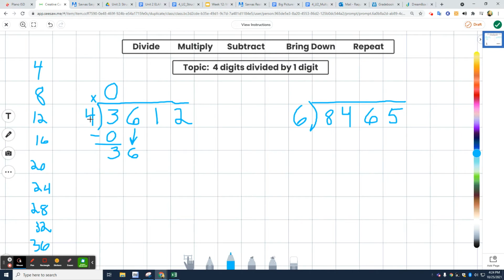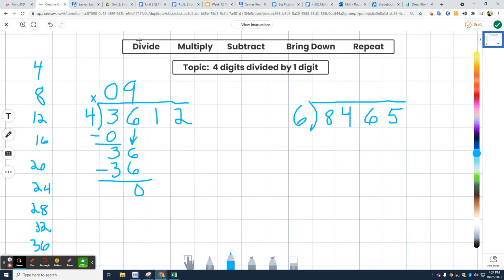So how many 4s are in 36? So when I come over to my multiple list, 1, 2, 3, 4, 5, 6, 7, 8, 9. There are 9 4s in 36, and so I write that in my quotient spot. 9 times 4 is 36. 36 minus 36 is 0.